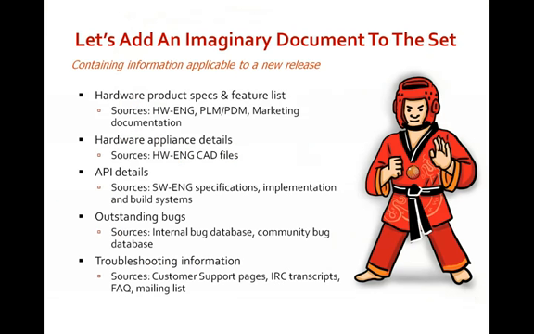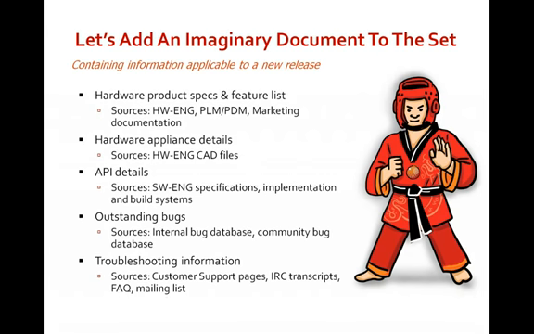So kind of what do you do? When you have that situation, you've already got something that's fairly complicated. What if we add an imaginary document to a set that already exists like this, right? We've got a hardware product feature list. That stuff comes from engineering, comes from PLM, it comes from marketing. You've got appliance details that usually come from engineering. It can be CAD files or other specification documents. There's API details, which come from the engineering group, the software engineering group in the company.